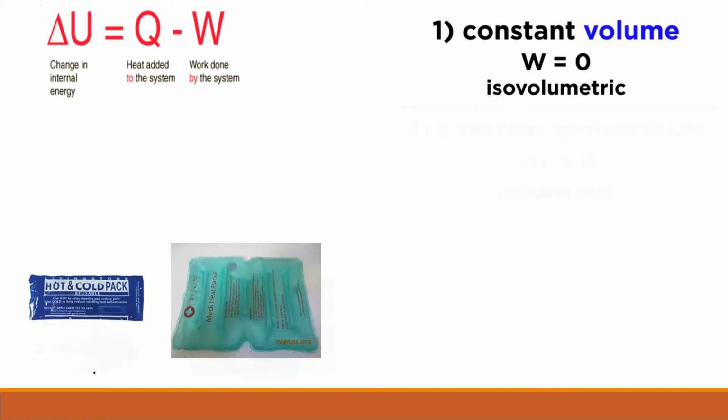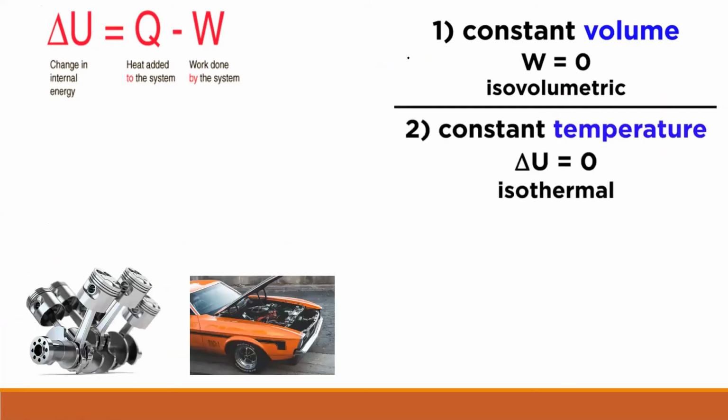Okay, so we're going to do this. I'm going to put this back up here. Delta U equals just Q, because the W would get cancelled out in that first one.